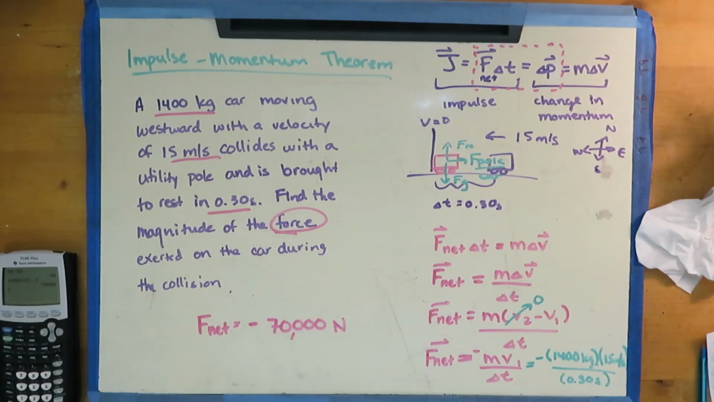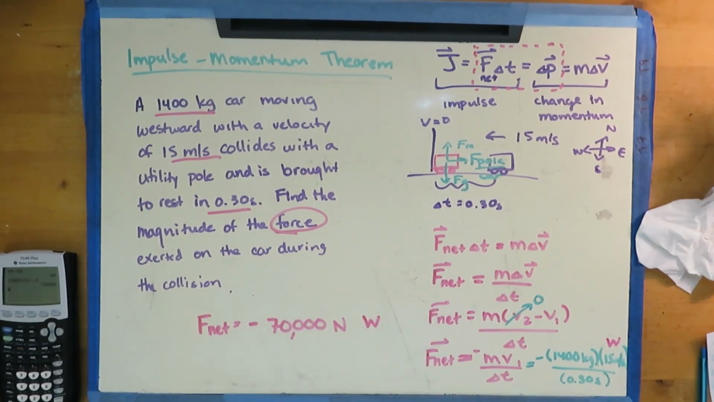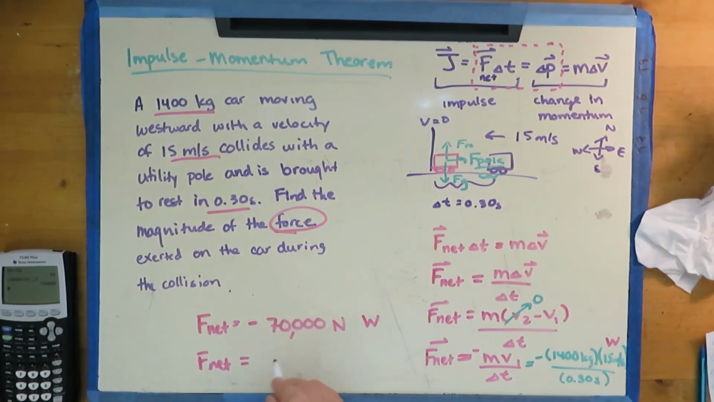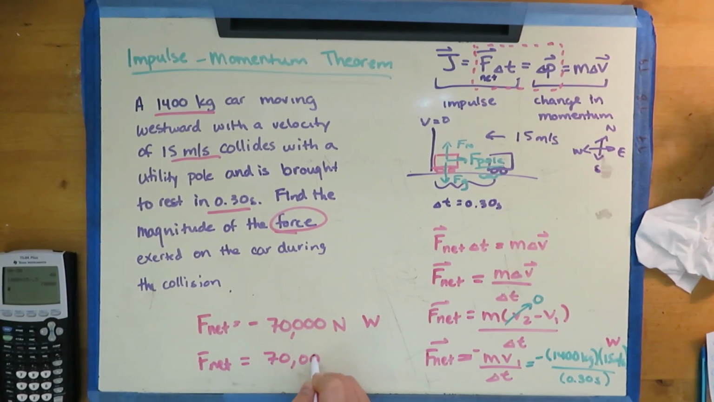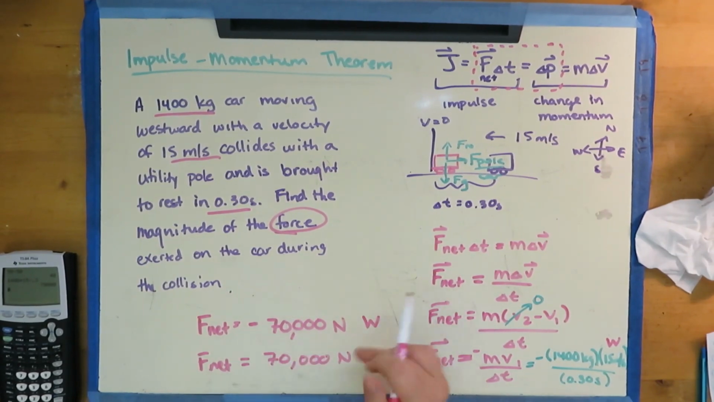And that'll be newtons. Well, negative what? Well, negative 70,000, my V1 was towards the west. This is negative 70,000 newtons west. Well, that net force would really be 70,000 newtons to the east. So because I have that change with the negative here, that's what this is saying.